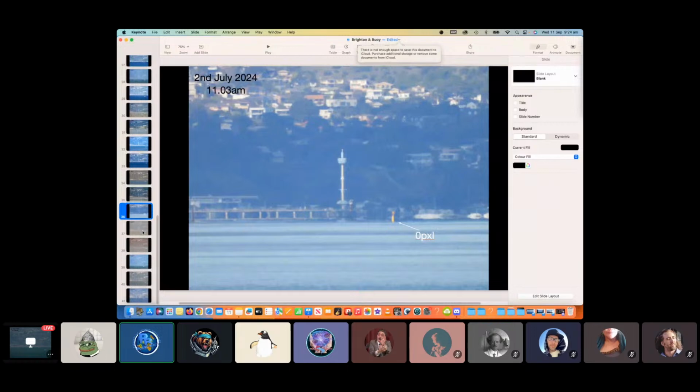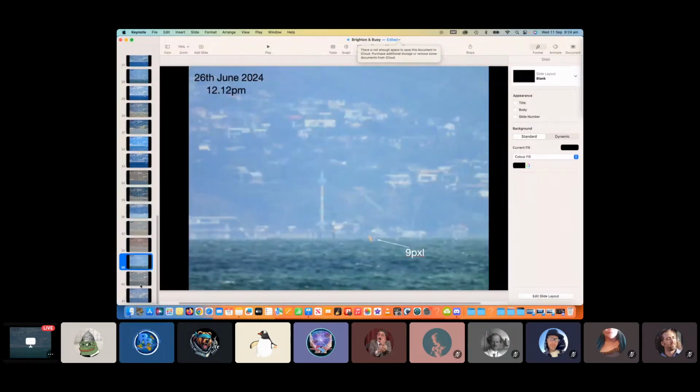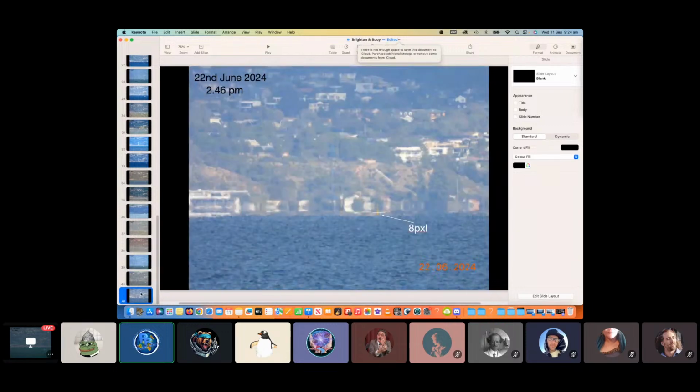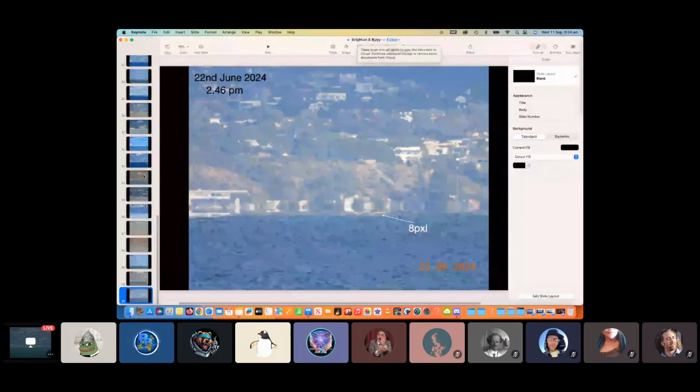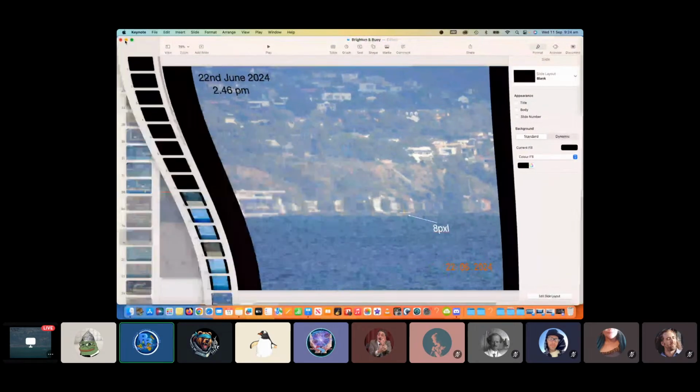So I hadn't finished doing all of these and putting all of these in, but you get the idea and you see the way that it's moving. I'll close this one now.